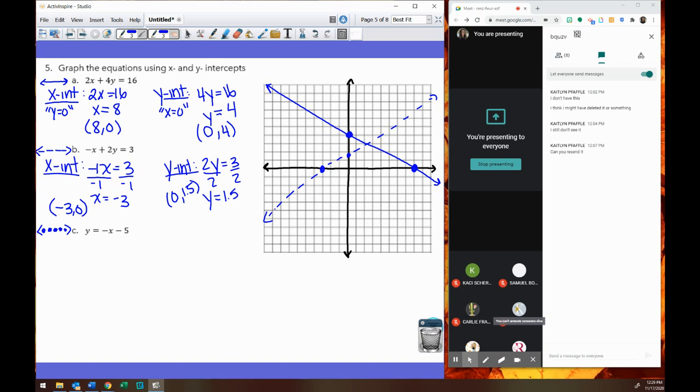We go to C. It's written different, so you're solving it differently.